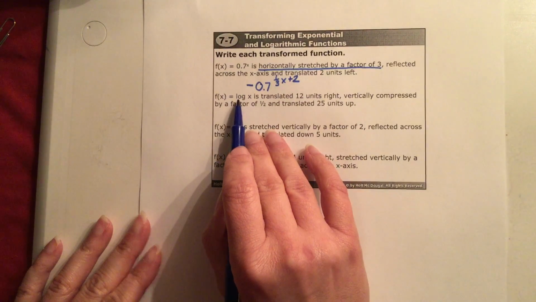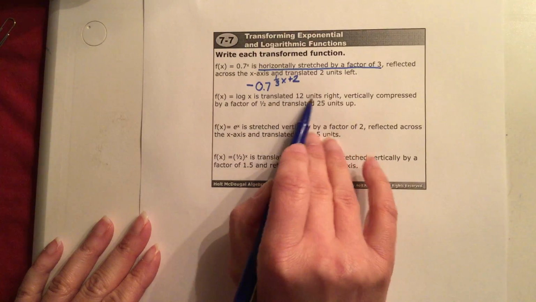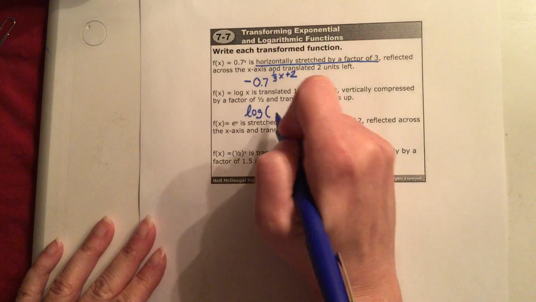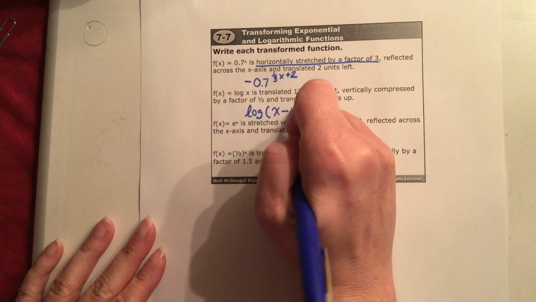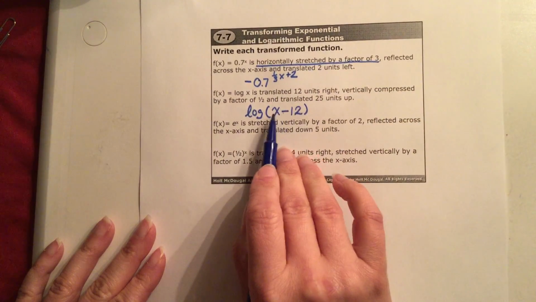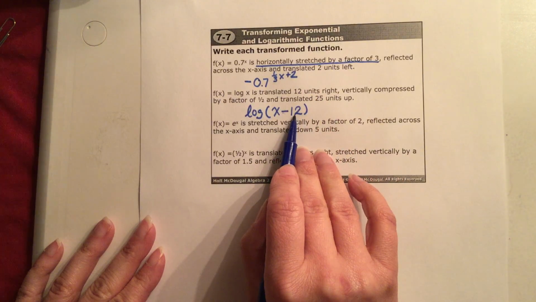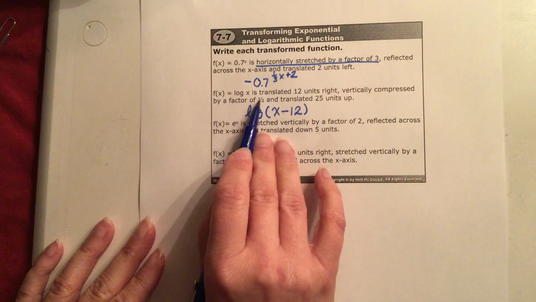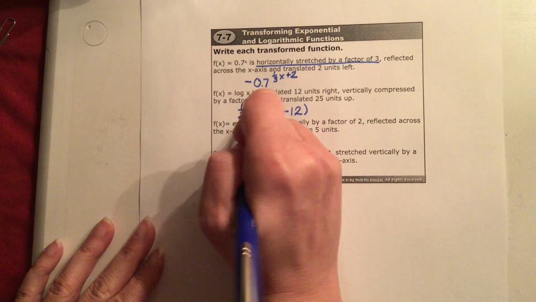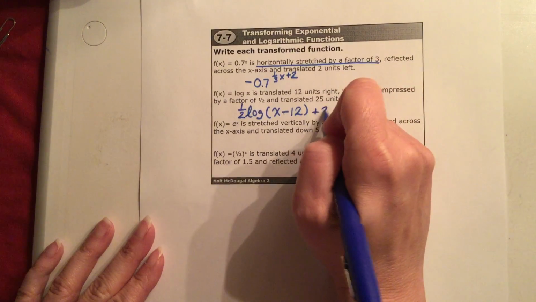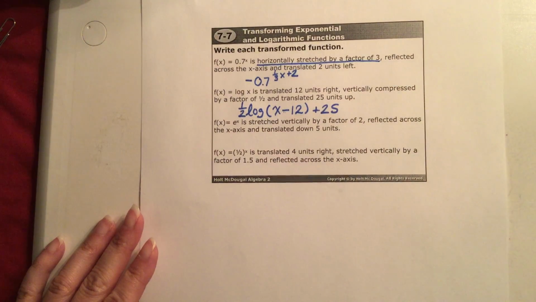Okay. I have the log of x, translated 12 units right. That is a horizontal slide. If I'm going to the right, this will remain a minus because it's x minus. The right is a positive direction, so I'm filling in a positive 12. Vertically compressed by a factor of 1/2. It's a compression because 1/2 is less than 1. Translated 25 units up, and we're done.